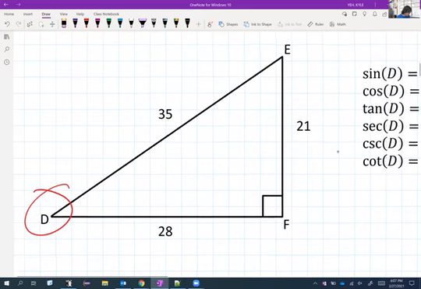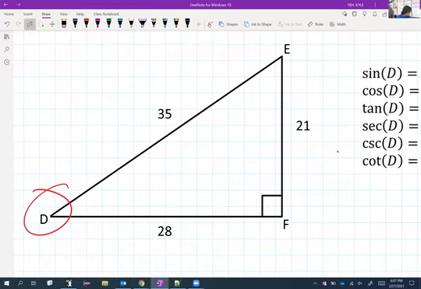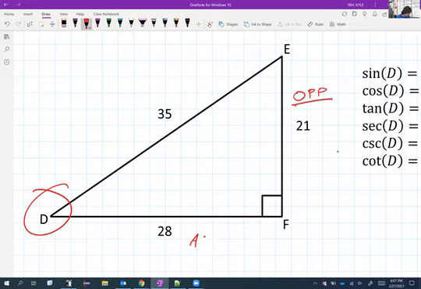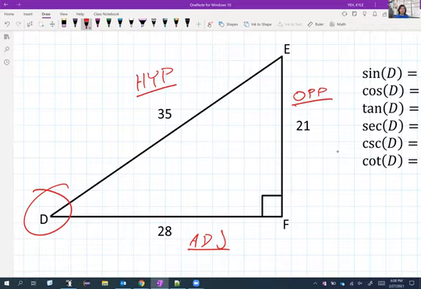So here's where we stand with this. If we're looking from angle D, the first thing I want to do, just to make life easy on myself, is label these sides. That's the opposite side. It's across the triangle from my angle D. This is going to be my adjacent leg, the one that's part of the right angle and right next to angle D. And then across from my 90 degrees will be my hypotenuse, 35.